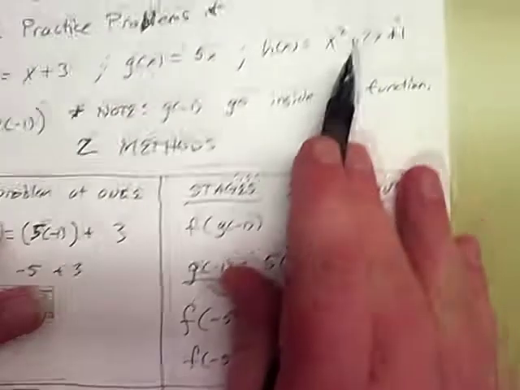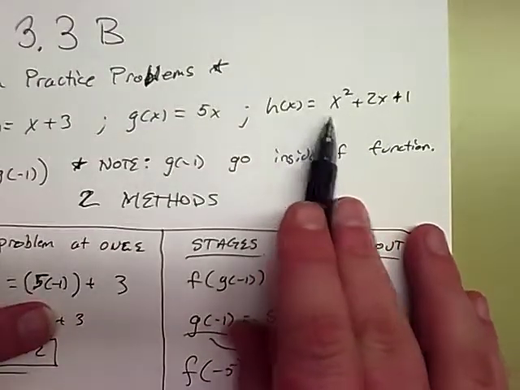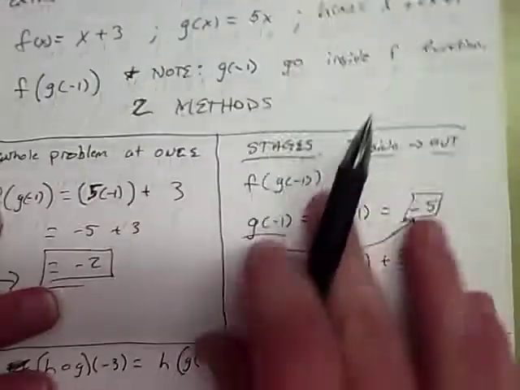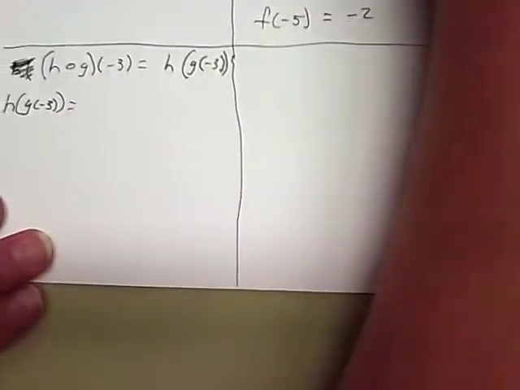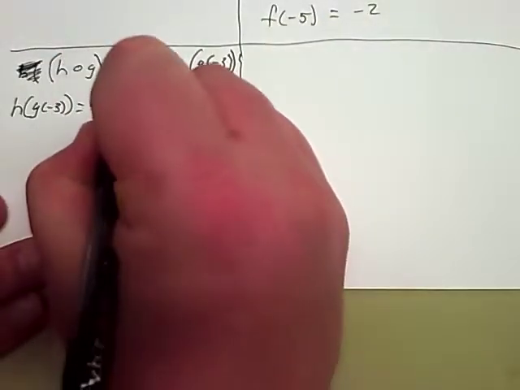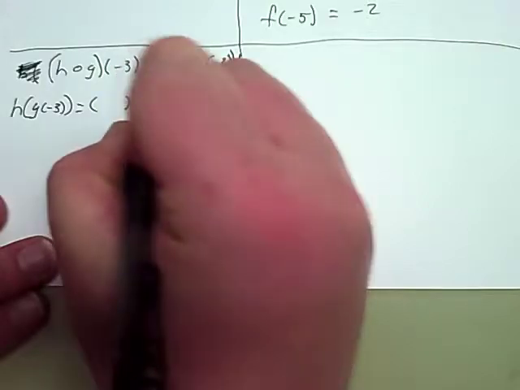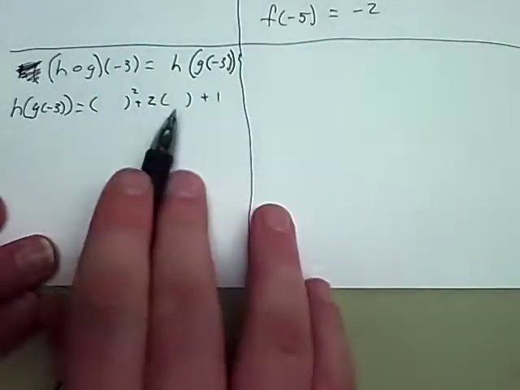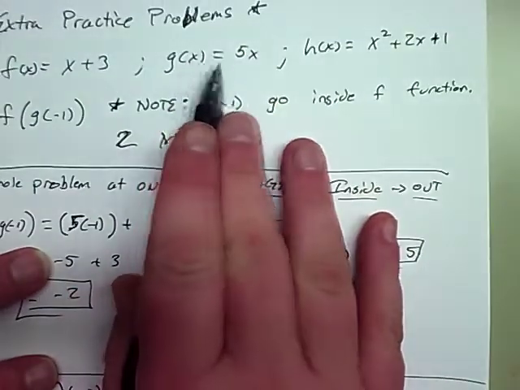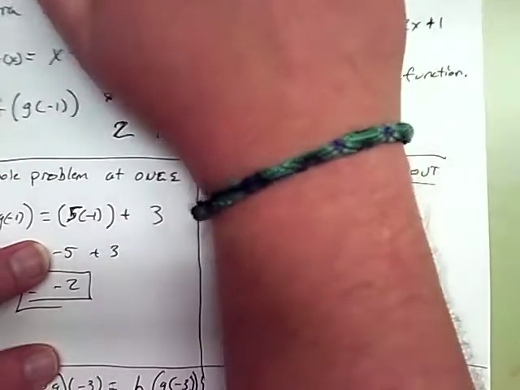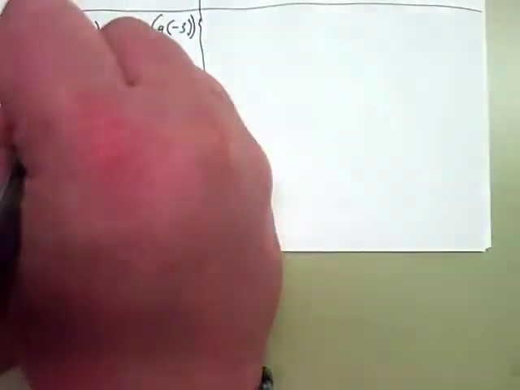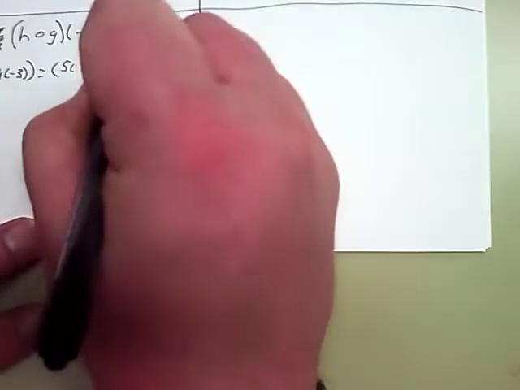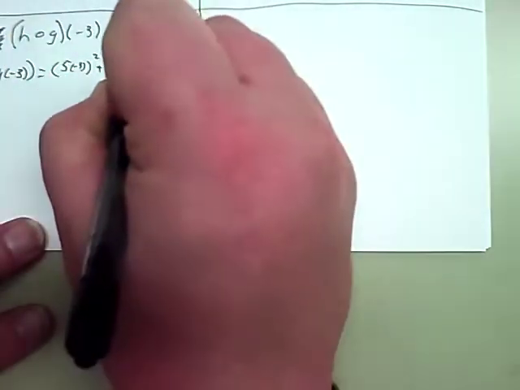Well, go back to the function here. H is x squared plus 2x plus 1. So we go here and we say x squared plus 2x plus 1. And now I want to put g of -3 in here. Remember, the g function is 5x. So in order to plug the g function in here, it's going to be 5x, and inside here is the -3.